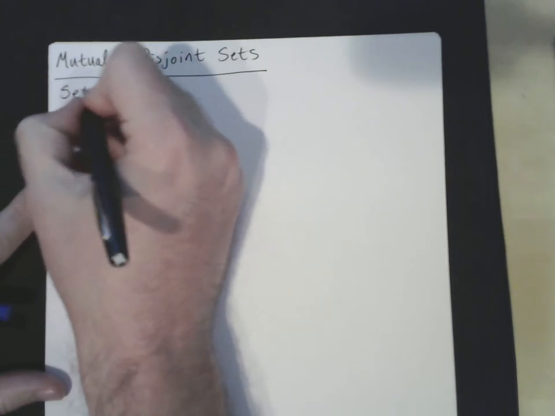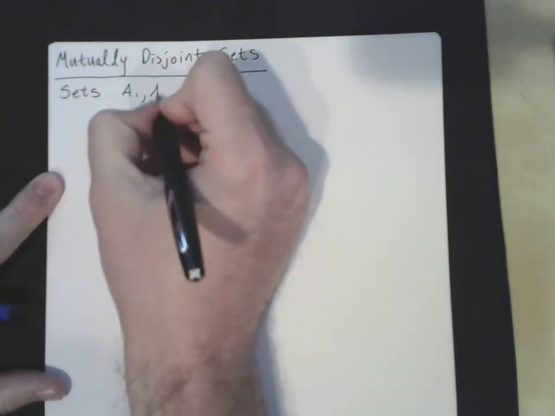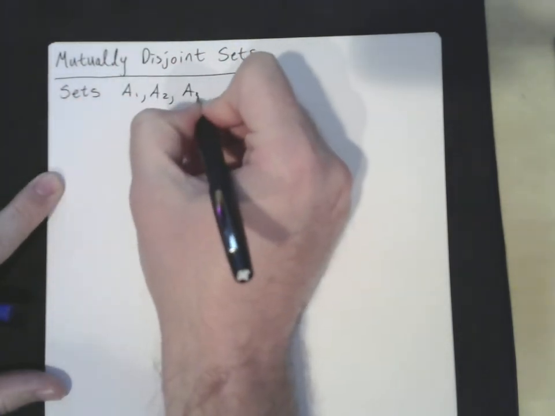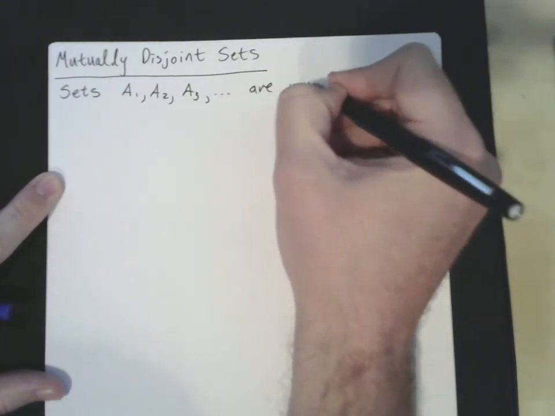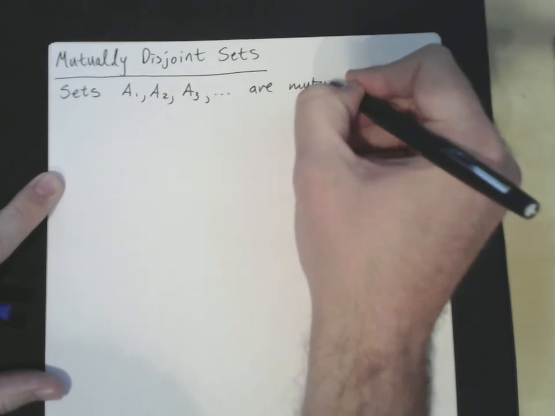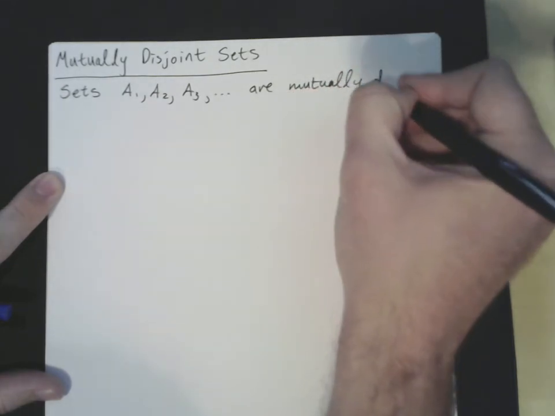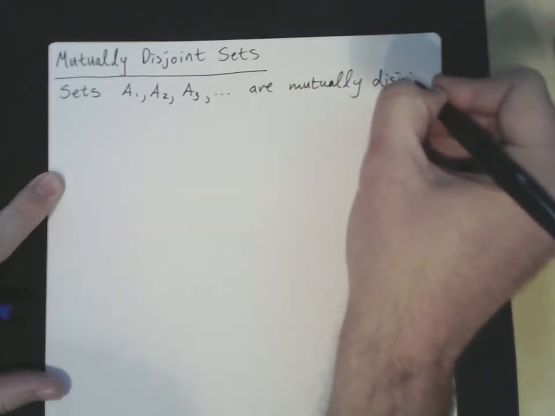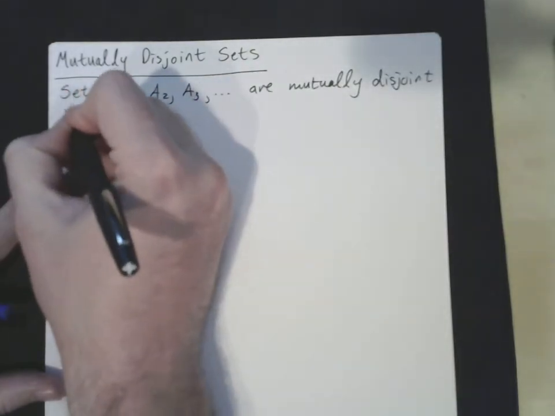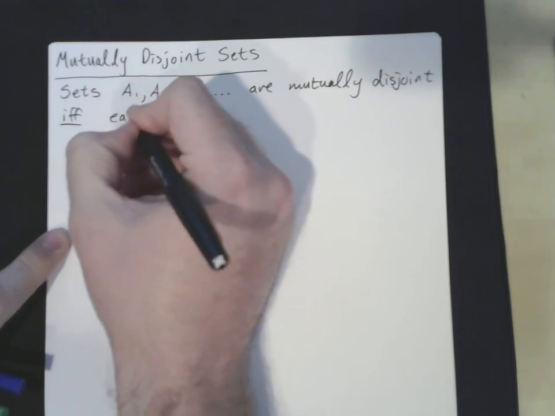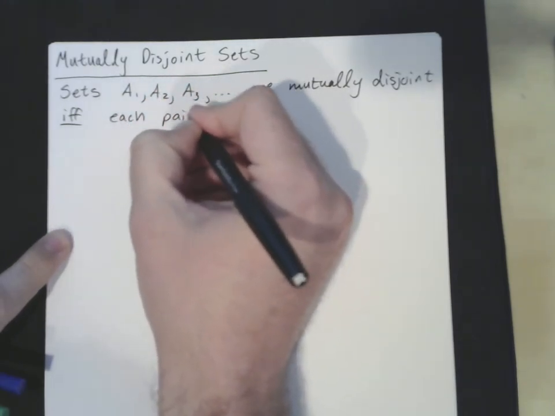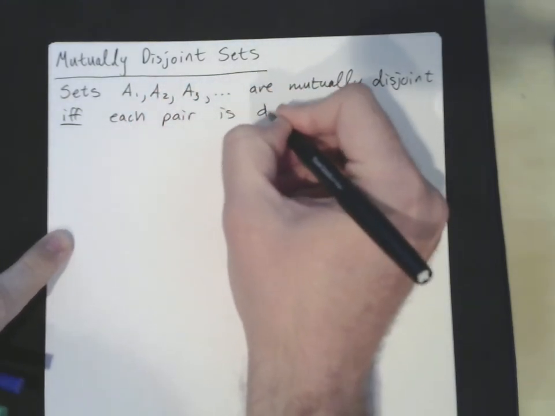So let's say we have sets A1, A2, A3, ... We say these are mutually disjoint if and only if each pair is disjoint.